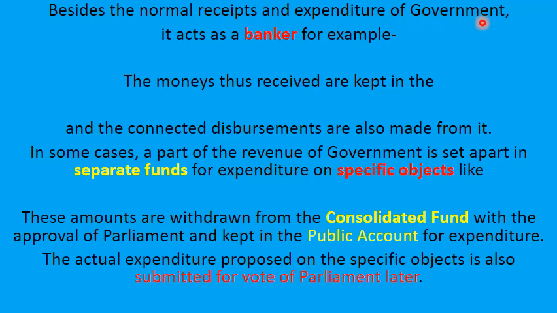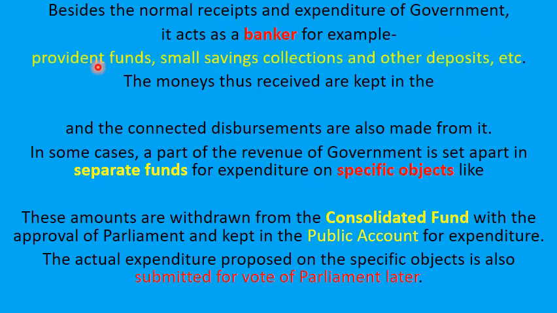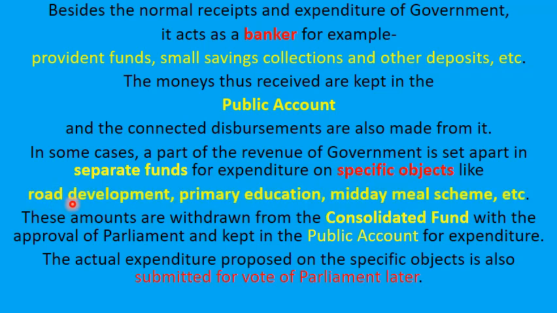Besides the normal receipts and expenditure of government, it acts as a banker. For example, provident funds, small savings collections, and other deposits, etc. The monies thus received are kept in the public account, and the connected disbursements are also made from it. In some cases, a part of the revenue of government is set apart in separate funds for expenditure on specific objects like road development, primary education, midday meal scheme, and other likewise schemes. These amounts are withdrawn from the consolidated fund with the approval of Parliament and kept in the public account for expenditure. The actual expenditure proposed on these specific objects is also submitted for vote of Parliament later.